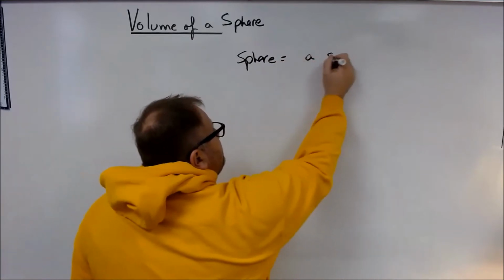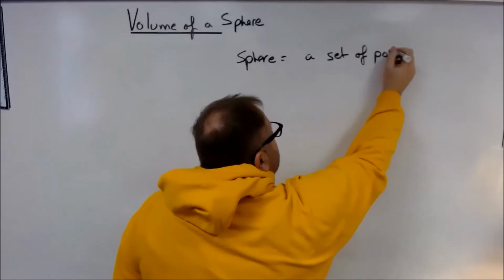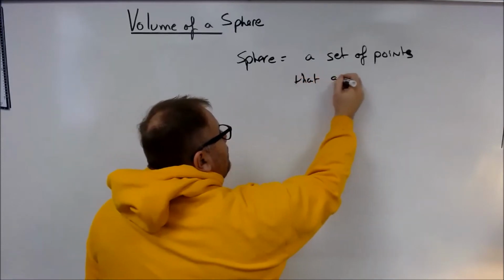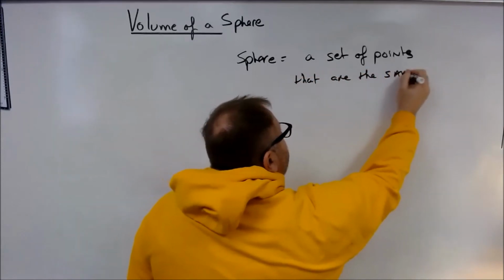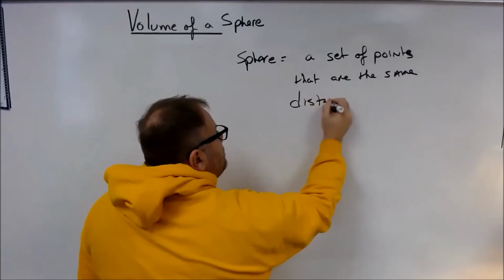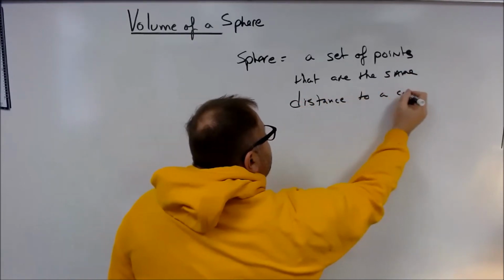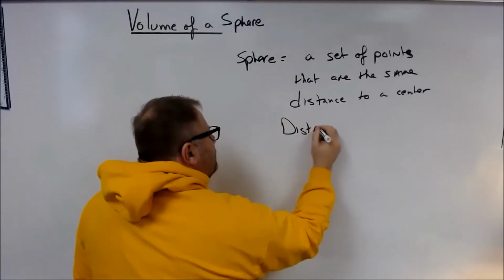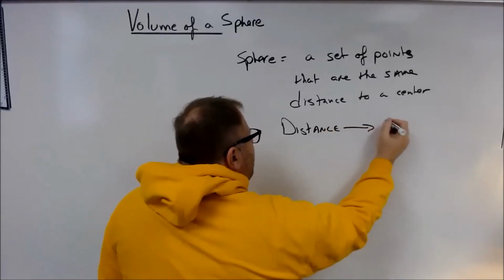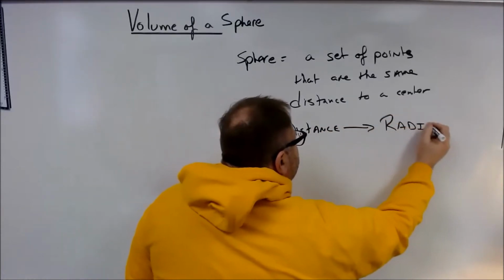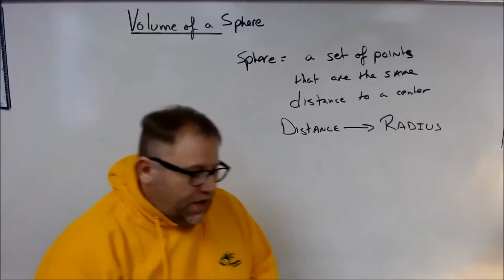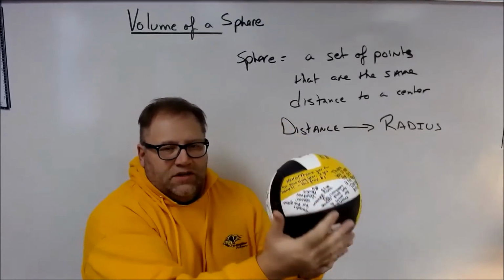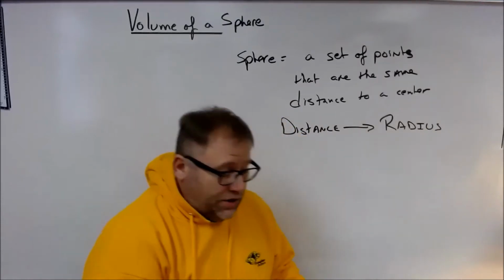The definition of a sphere is a set of points, S, that are the same distance to a center. Now the key here is that distance that we're talking about, we describe as a radius. So we have a center, and the center is the same distance to all of these points that make up the exterior of a sphere.